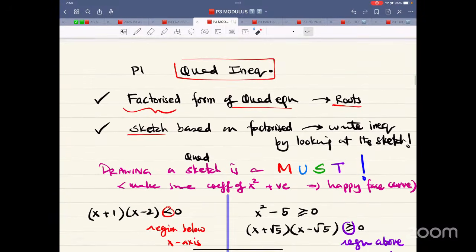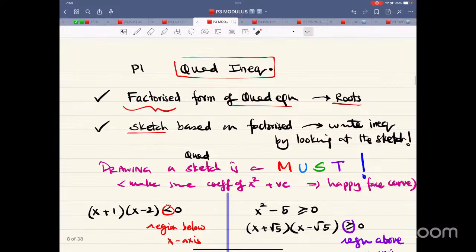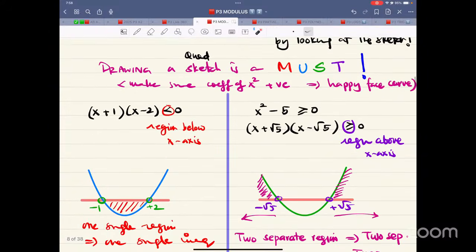Now, here is the idea of quadratic inequality. We want the factorized form of the quadratic equation. It is based upon the roots. Sketch based on any factorized form. Write the inequality by looking at the sketch. So this is like drawing a sketch.